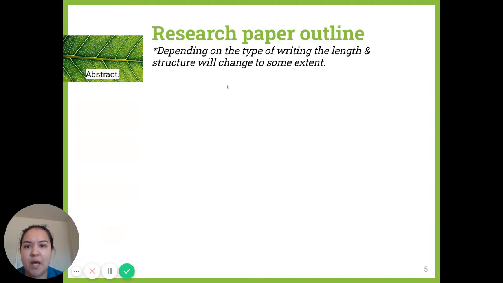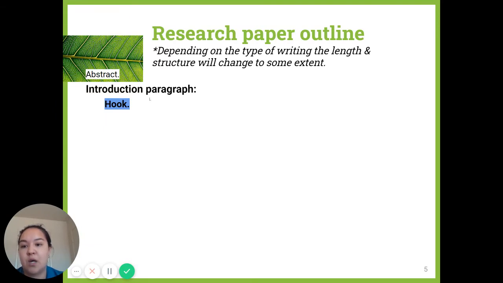So research paper outline would change depending on the type of writing, and the structure would be slightly different. So let's look into more details, what each paragraph should include.